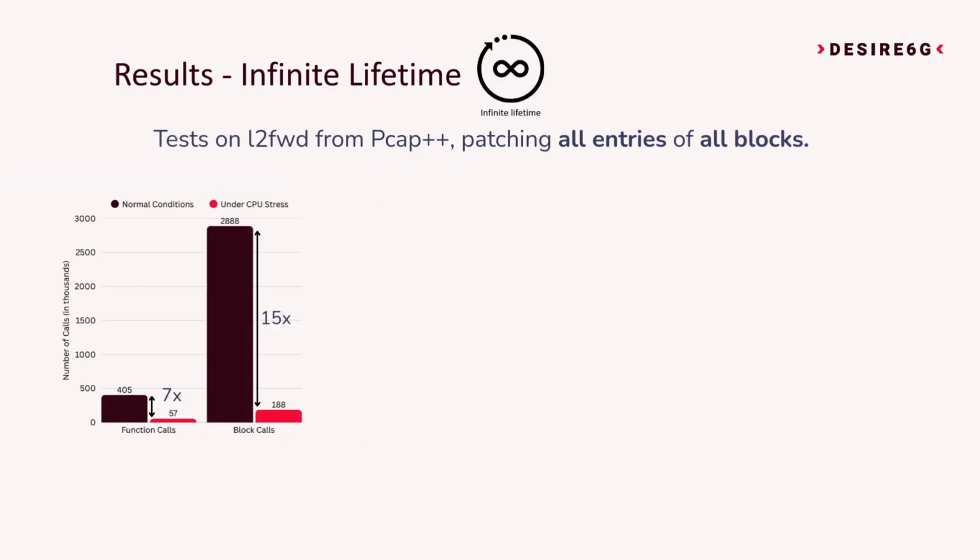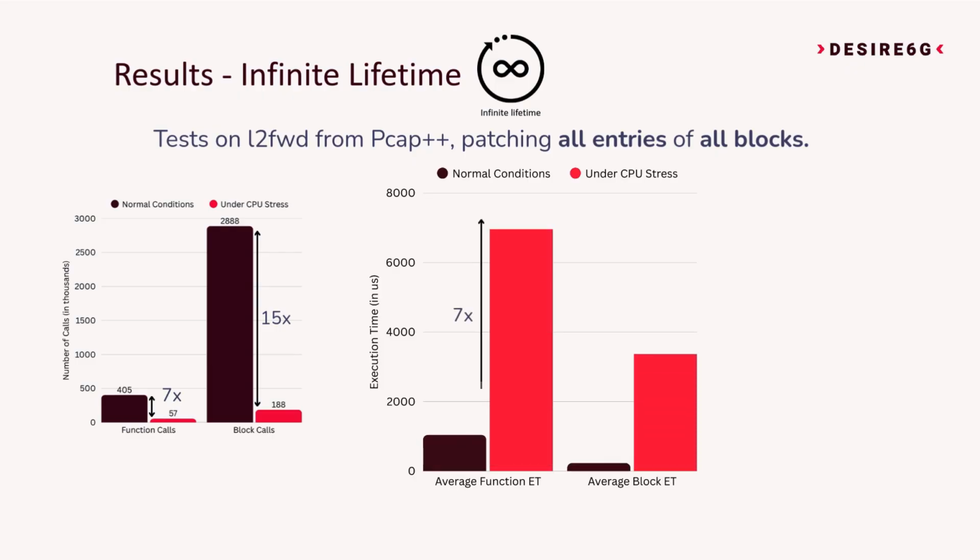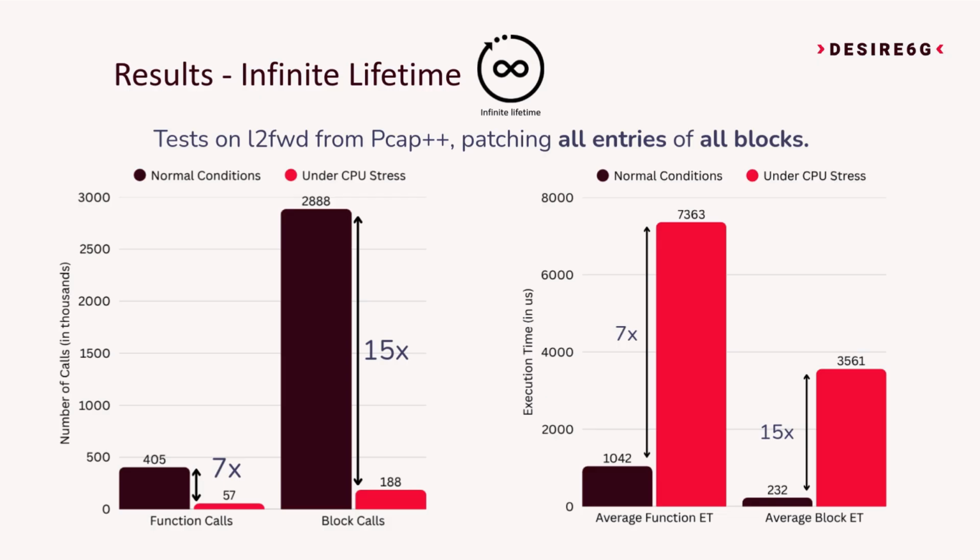For average execution time, the effect is inverted. Functions run 7 times slower on average, while some blocks run up to 15 times slower. This difference occurs because function execution time is averaged over all its blocks, including those executed only once, so faster or less affected blocks dilute the slowdown, whereas block execution time isolates individual instruction sequences, revealing extreme slowdowns that get hidden in function-level averages.